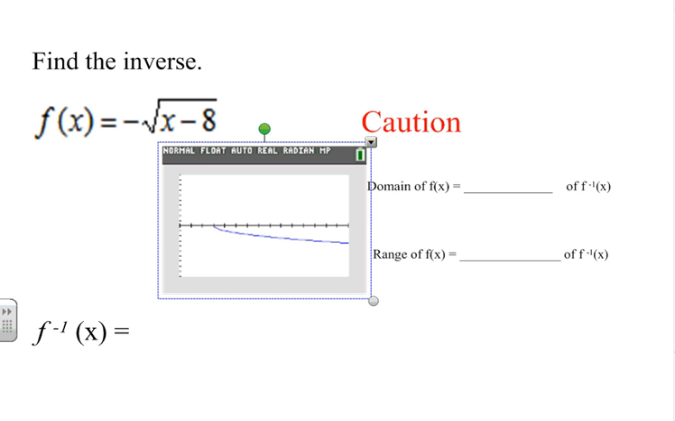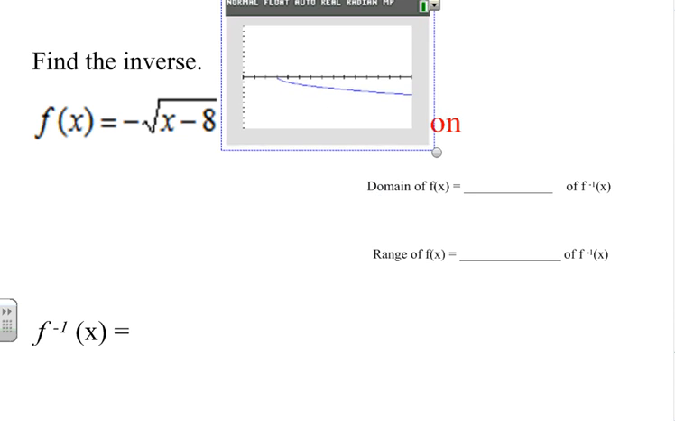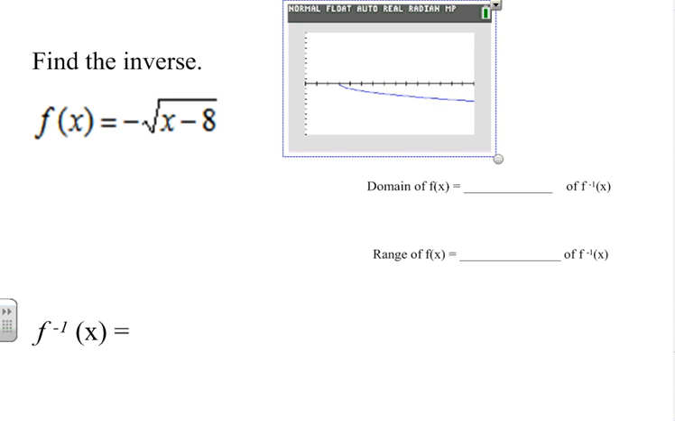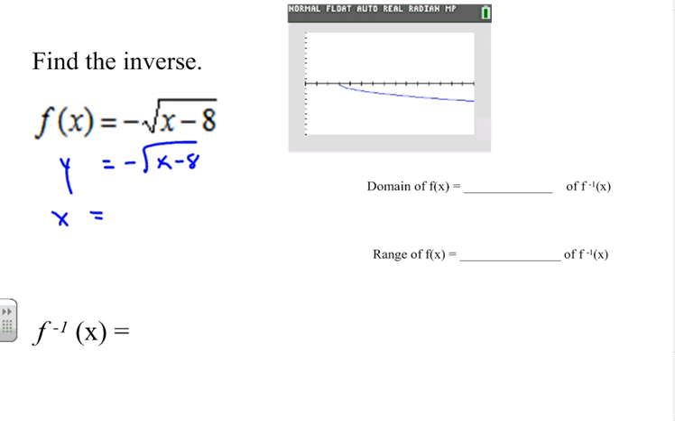Now, as we go about solving this, I want to find out its inverse. It is a function. And when I solve this, I'm putting my x's and y's in here. Now I switch my x's and y's, and now I solve for y.